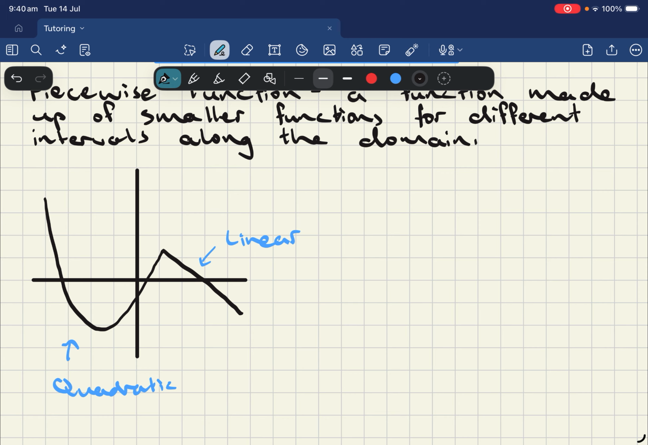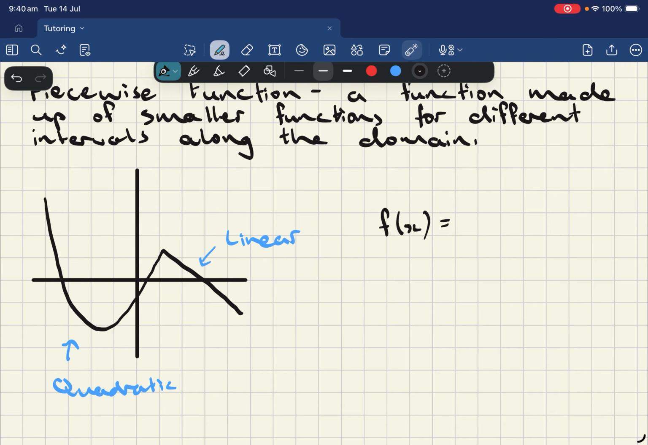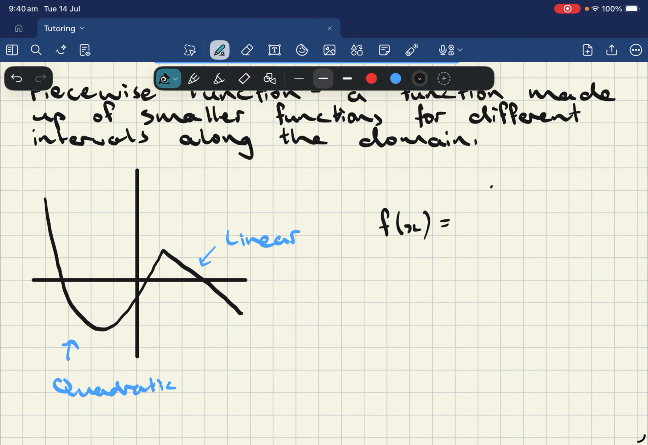Now, the way we actually notate these is very similar to how we spoke about our absolute value function in previous videos. Now, an example of this could look something like this. Please note that what I'm writing here isn't the function that's here. This is just giving you a different example. Now we use this kind of curly bracket here. So a piecewise function could be the line x plus 1 for x greater than or equal to 0, and then it becomes x minus 3 when x is less than 0.